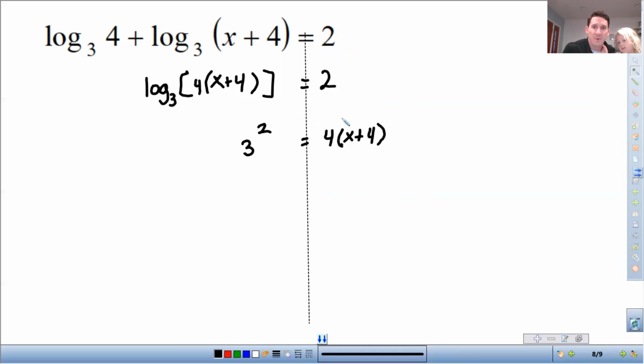From here, you can multiply that out. 3 squared is 9. And then you distribute, so 4 times x is 4x. 4 times 4 is 16.